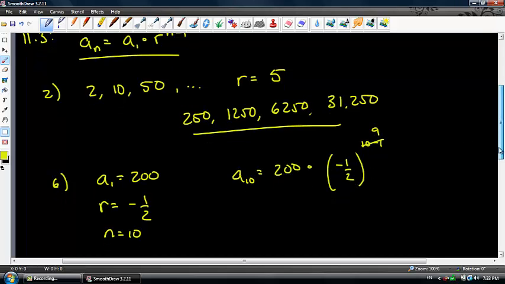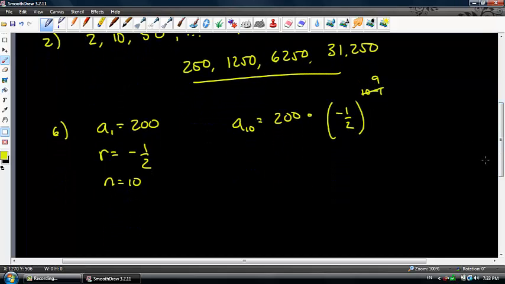Now, please remember that if I give something to you in fraction form, I expect you to leave it in fraction form the whole time. So with a problem like this, how do you do this in a calculator? You say a sub 10 is equal to 200 times, now this is a negative, and a negative raised to an odd power is going to be a negative.